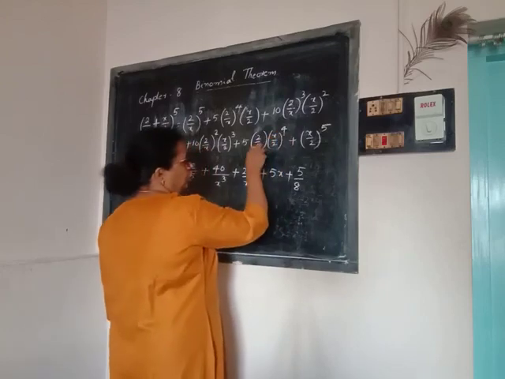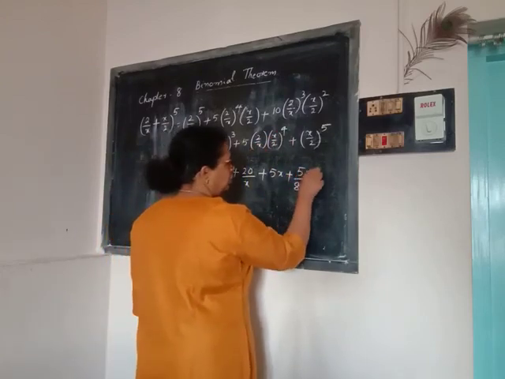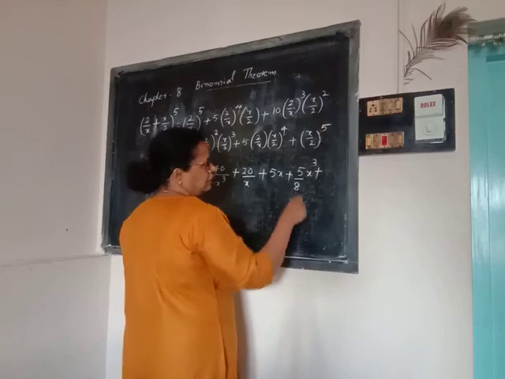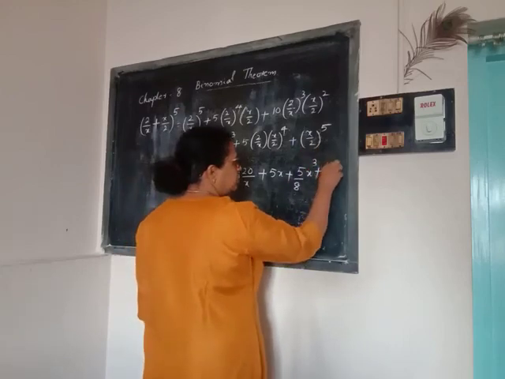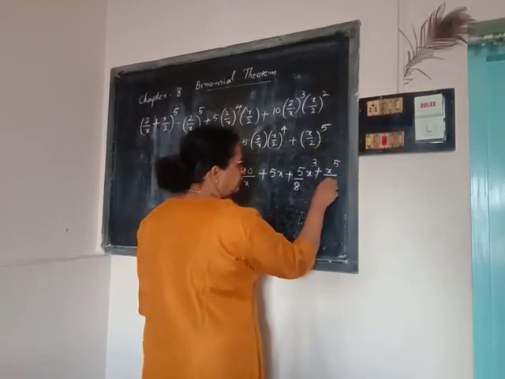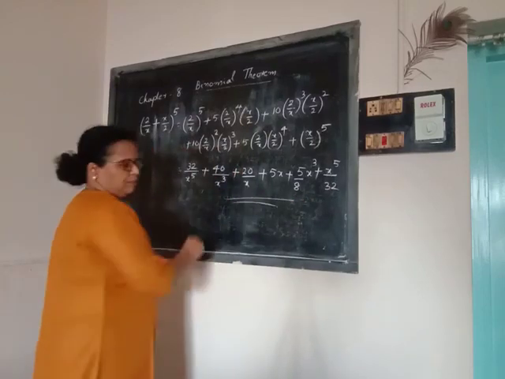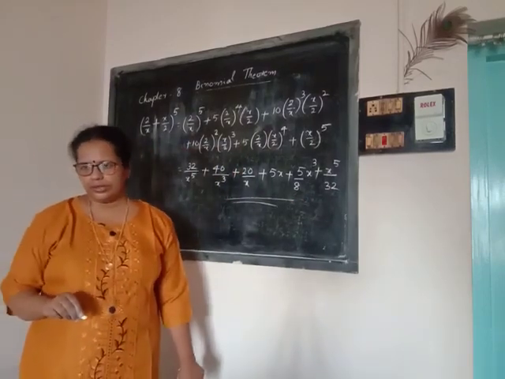Then x raised to 4 by x, so it is x cube, plus the last term is x raised to 5 by 2 raised to 5, which is 32. So you know how to expand.